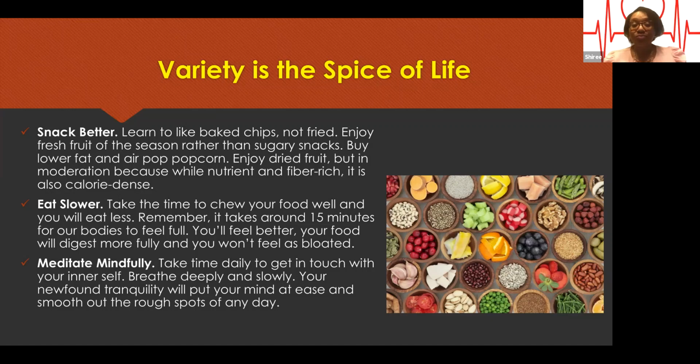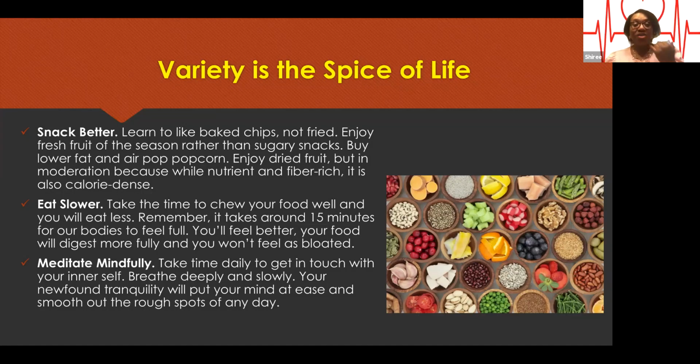Eat slower. Take the time to chew your food well, and you will eat less. Remember, it takes about 15 minutes for our bodies to feel full. So if you're shoveling food in your mouth, you theoretically are already full before your body signals to you that you're already full. And in most cases, what happens? You're overfull and you're miserable. So eat slower, and chewing is very, very important. Make sure you chew your food up very thoroughly.